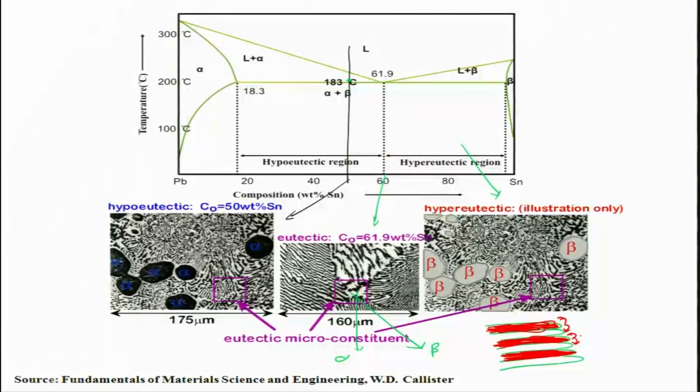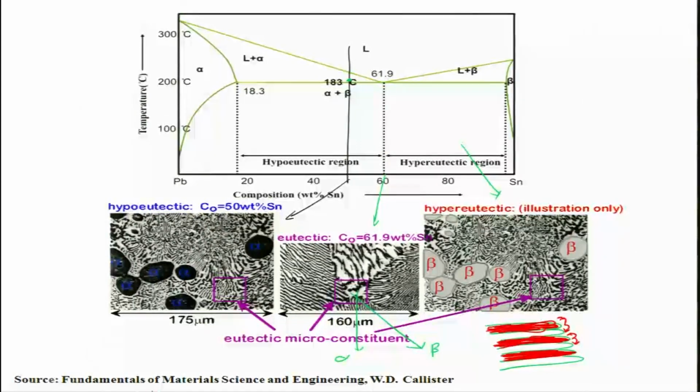There is not enough time for this to happen. As a result, the eutectic is generally a finer mixture as compared to the pro-eutectic alpha or beta. So this is a microstructure that you are likely to observe in case of a eutectic mixture of lead and tin.